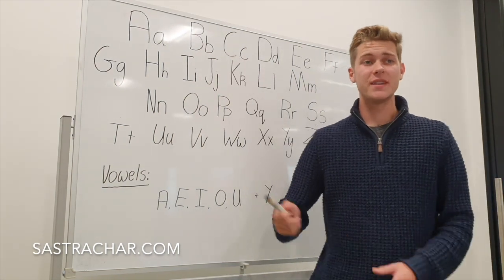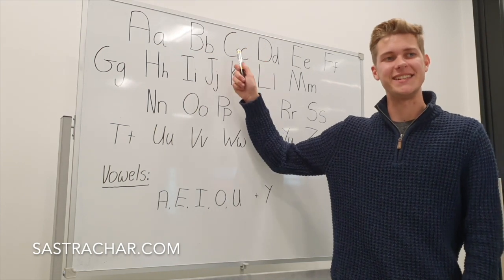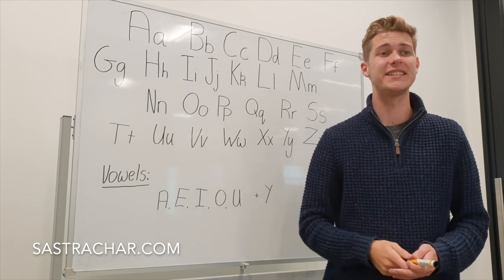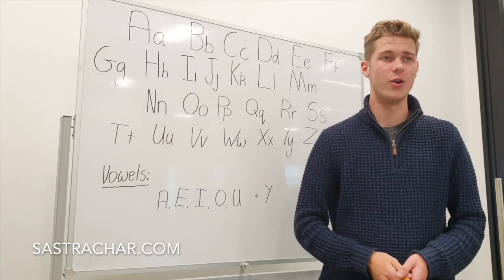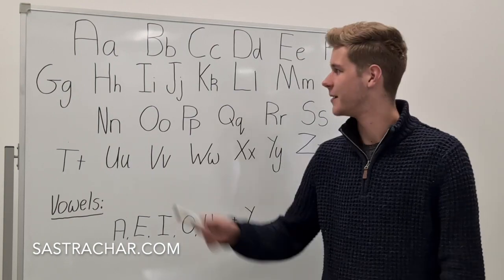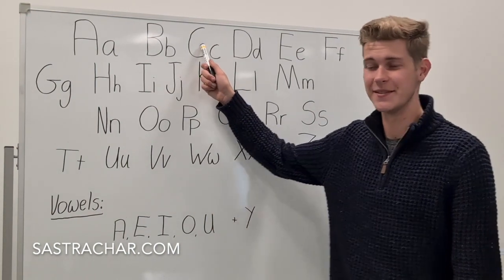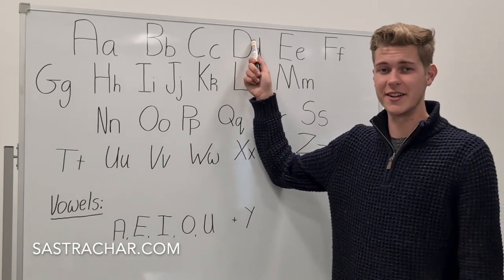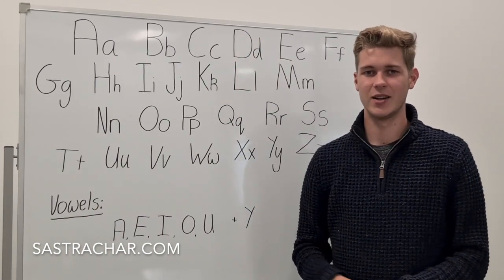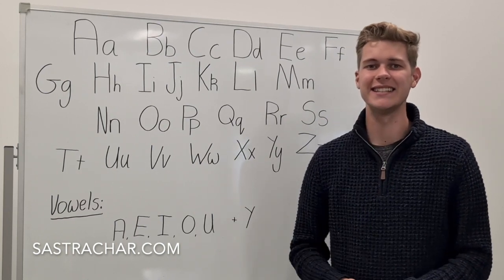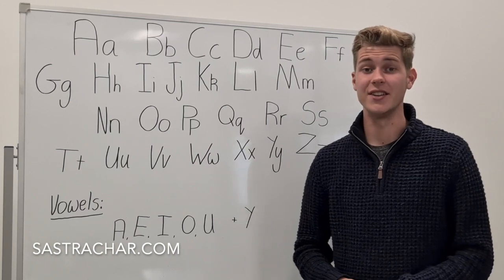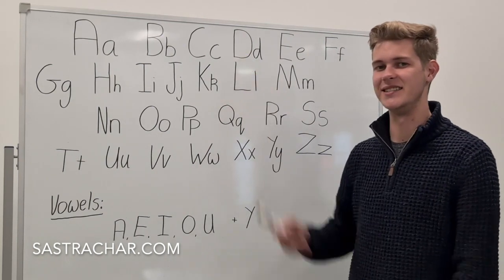This letter here is a C. C. Pushing my tongue against my teeth. C. The C goes K. K. It's the letter C. This letter is a D. D. I'm putting my tongue against my teeth. D. It goes D. That's the letter D.